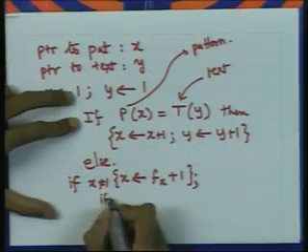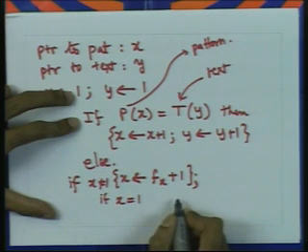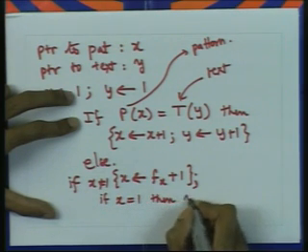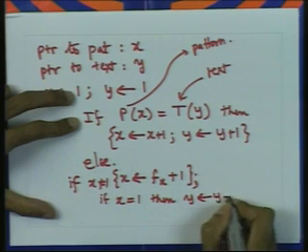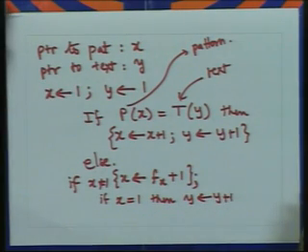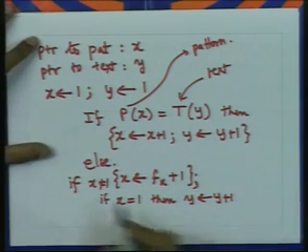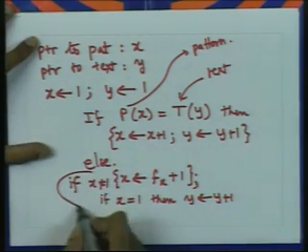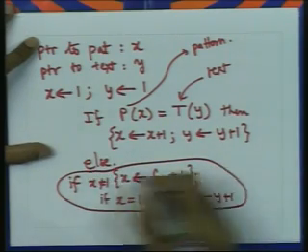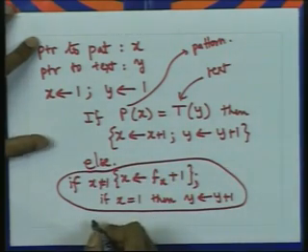So, all this sits inside the else. If x equals 1, then y is y plus 1. So, I just increment the text pointer by 1. All this sits inside the else, and the whole thing is in a loop.